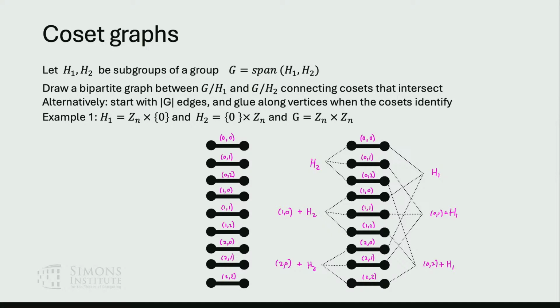So see, cosets of H2 is just, you keep this coordinate the same, and you bunch all these together. So you see these 3 vertices become one vertex. And for H1, you look at the other coordinates. So you go 0, 0, 1, 0, and 2, 0 are bunched together. Do you see this? Okay. So what did we get? We got a K3,3. We have 3 vertices here, and all the edges. That's what we happen to get in this construction. So K3,3 can be viewed as a coset graph with these subgroups.